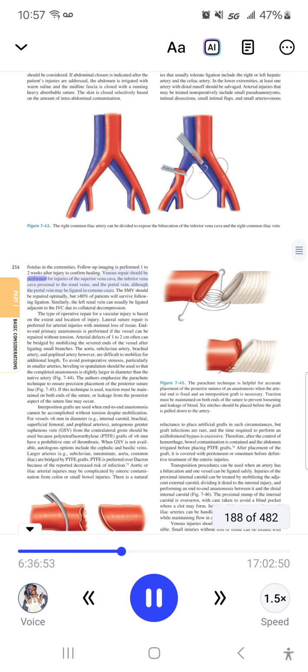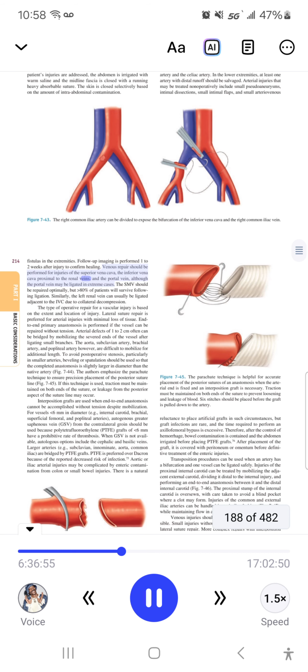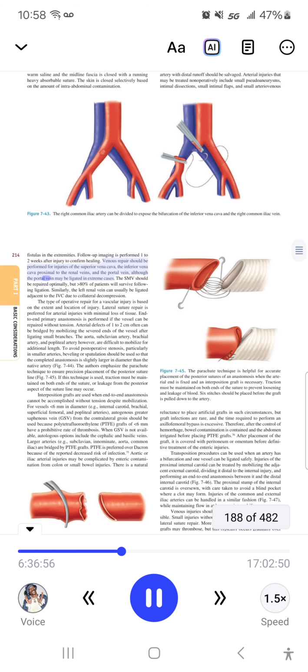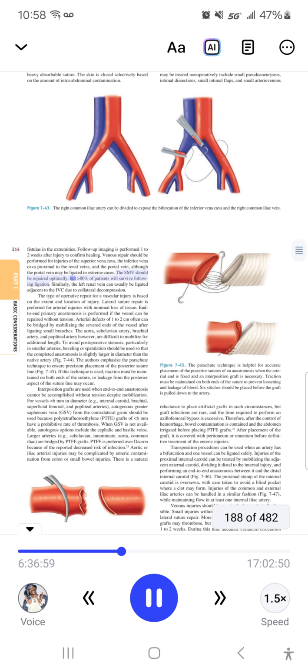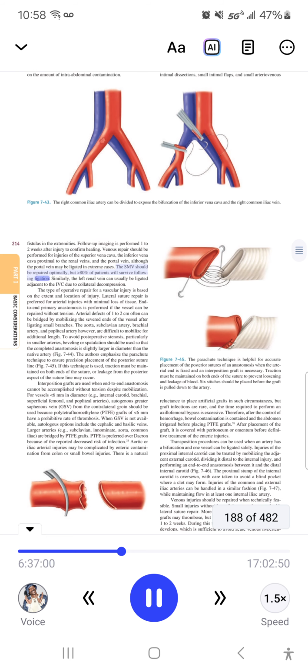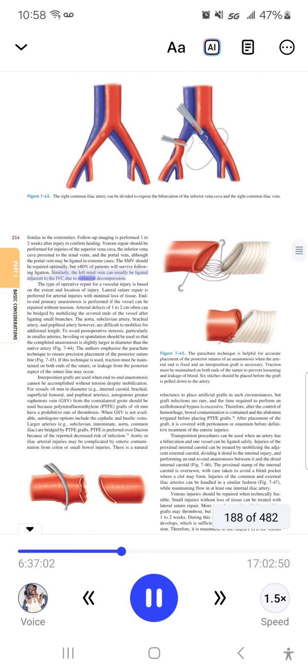Venous repair should be performed for injuries of the superior vena cava, the inferior vena cava proximal to the renal veins, and the portal vein, although the portal vein may be ligated in extreme cases. SMV should be repaired optimally, but 80% of patients will survive following ligation. Similarly, the left renal vein can usually be ligated adjacent to the IVC due to collateral decompression.